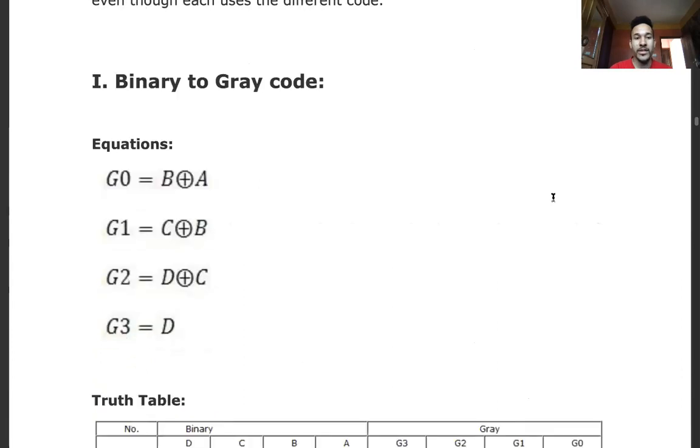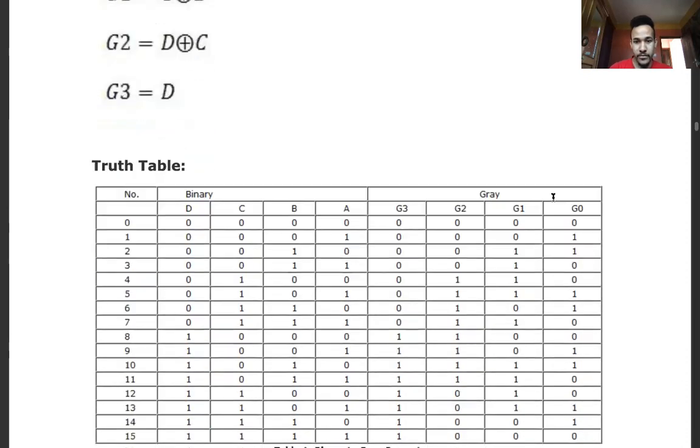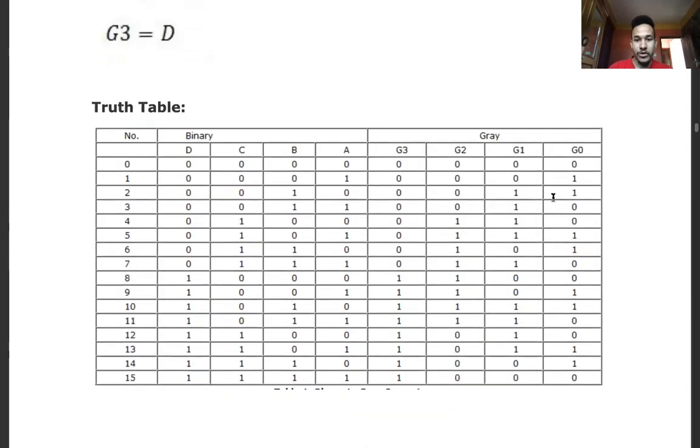Now here I'm about to explain the 4 types, starting with the binary to gray code. To convert from binary to gray, let's suppose the gray code bits are denoted as Z3, Z2, Z1, Z0, and binary as DCBA. Now Z3 equals D itself, Z2 equals D direct sum C, Z1 equals C direct sum B, and Z0 equals B direct sum A. This is the truth table.